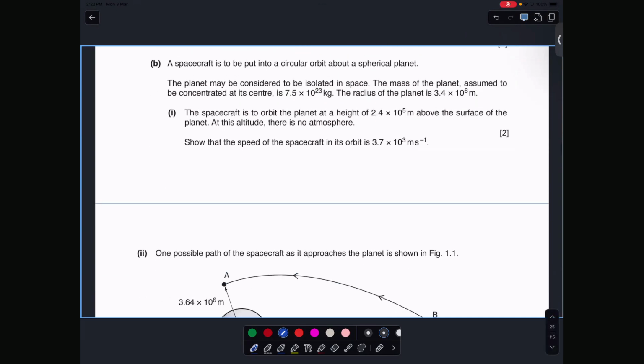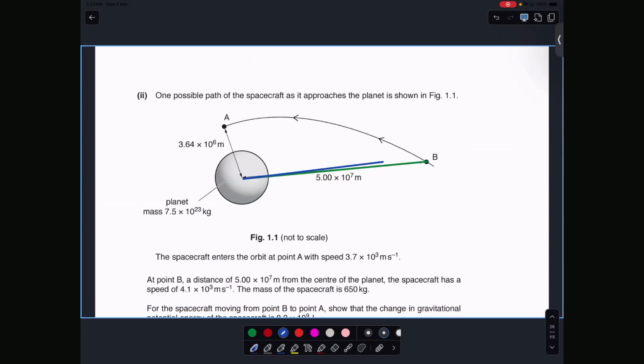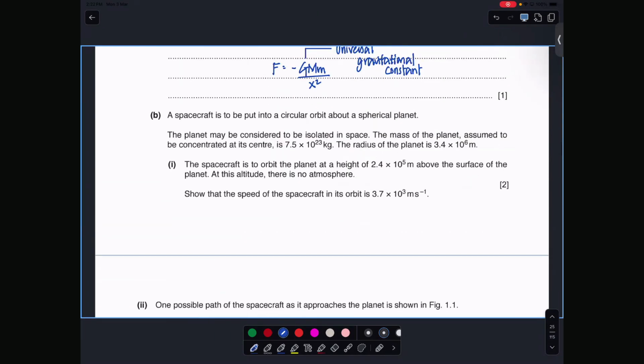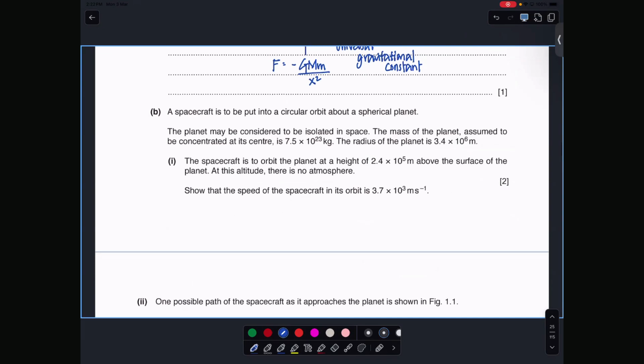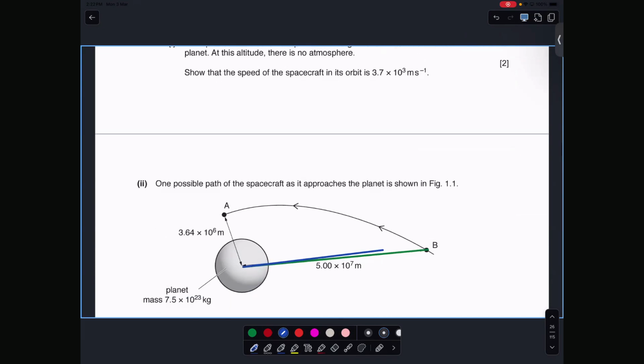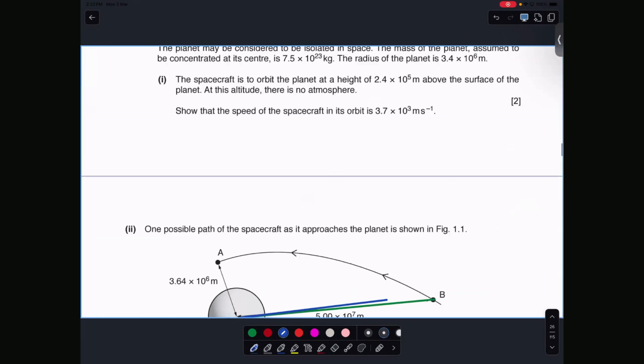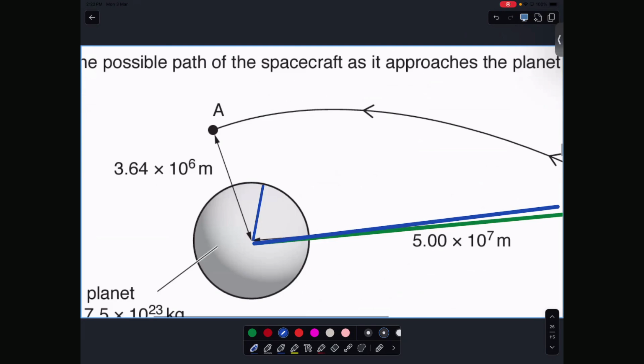Okay, then it says the spacecraft is put into circular orbit about a spherical planet. The planet is considered to be isolated in space. The mass of the planet is assumed to be concentrated at its center, and mass is given here. Radius is provided. Radius of the planet is 3.4 into 10 to the power 6, right?